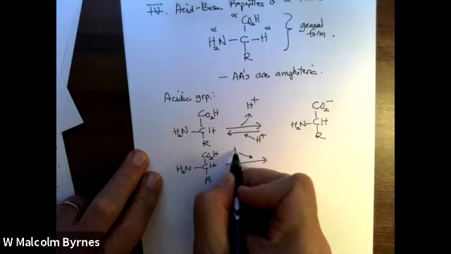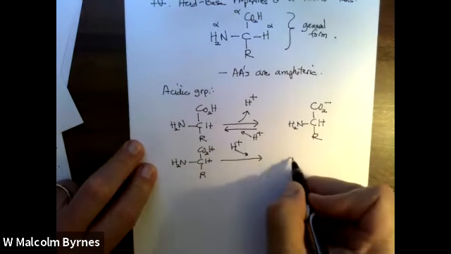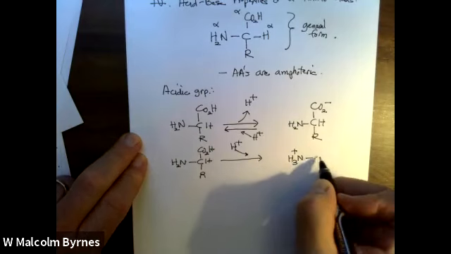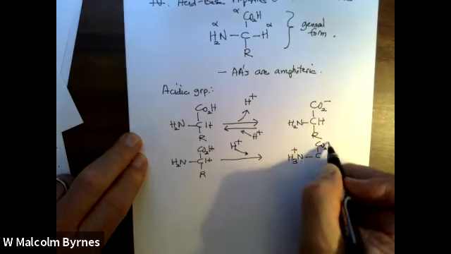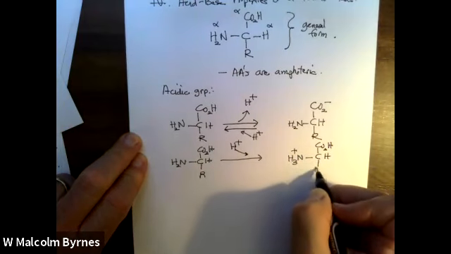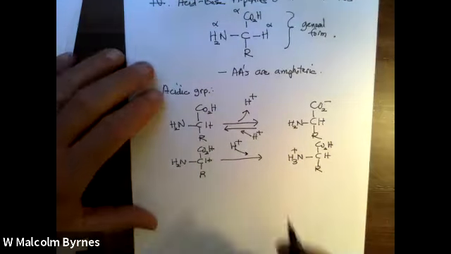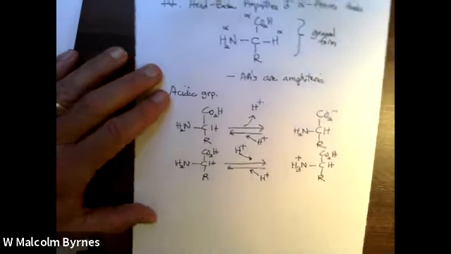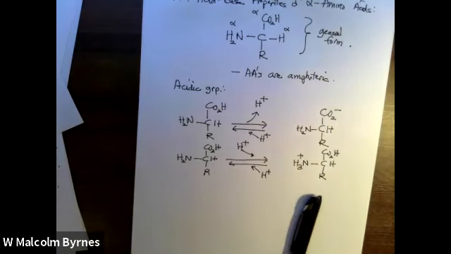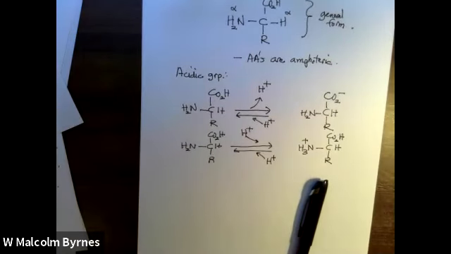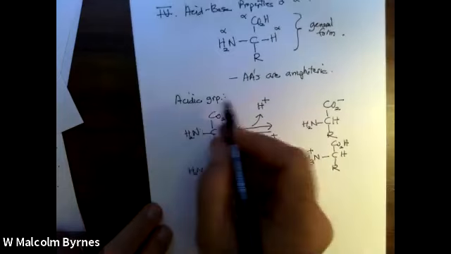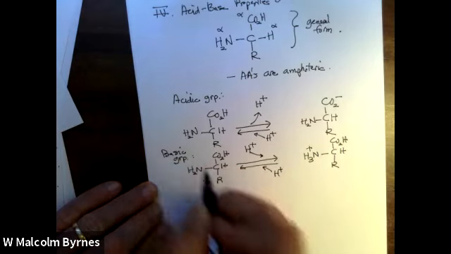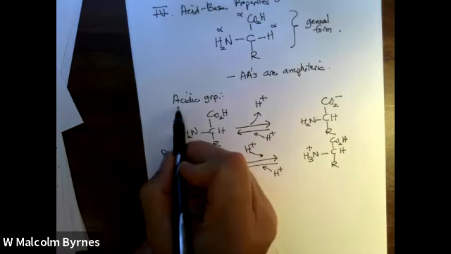Can gain a proton there to form an NH3 plus group. Okay, so the whole point of this is just to illustrate that amino acids are amphoteric. They have properties of acids and bases. They have an acidic group and they have a basic group. All right, so acidic group there, and here's the basic. Acidic and basic.